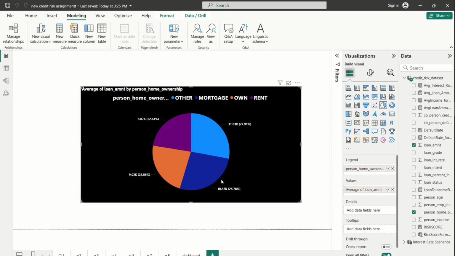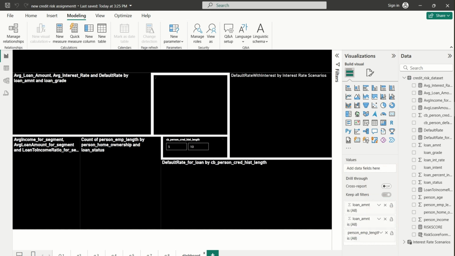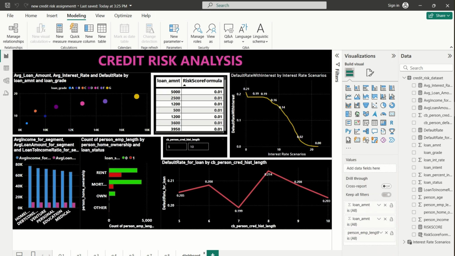Now moving to question 9, dashboard creation and publication. So here we have to design a comprehensive dashboard that includes all of the above analysis, including navigational features and tooltips. How will you publish and share this dashboard with stakeholders in Power BI service? So we will see one by one. So first one is the scatter chart.